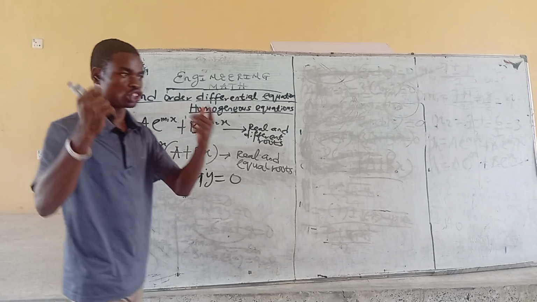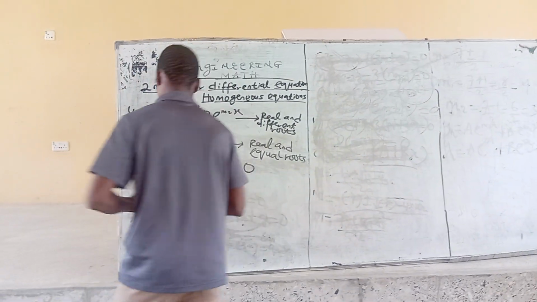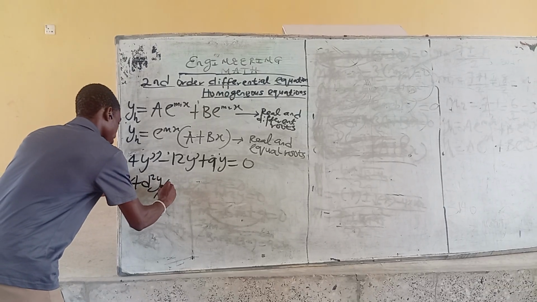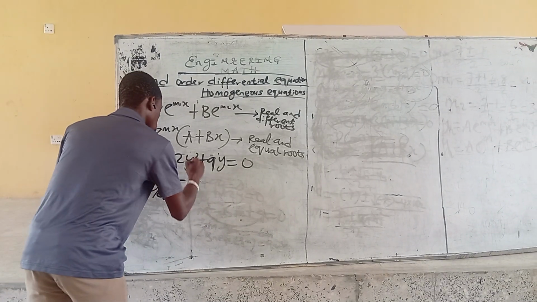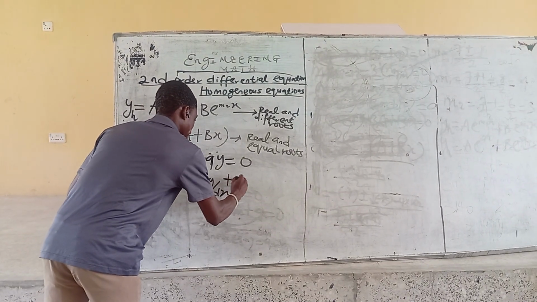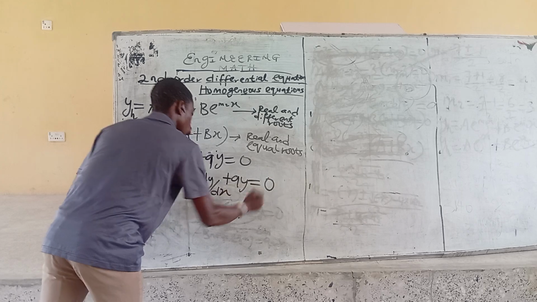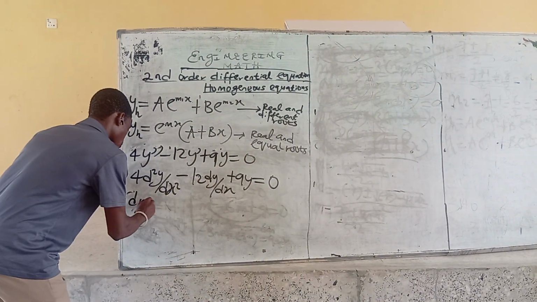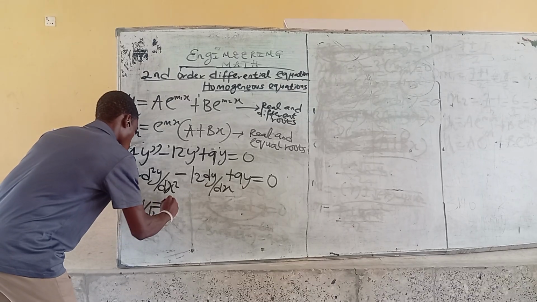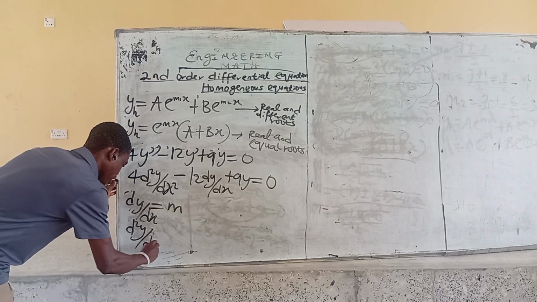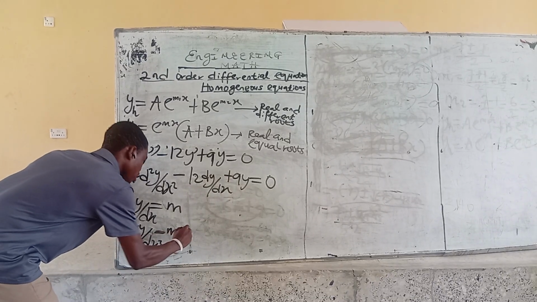Our first step was changing it into its normal form. That's going to be 4 d²y over dx² minus 12 dy over dx, then plus 9y, that equals 0. What's our next step? dy over dx equals m, d²y over dx² equals m squared.